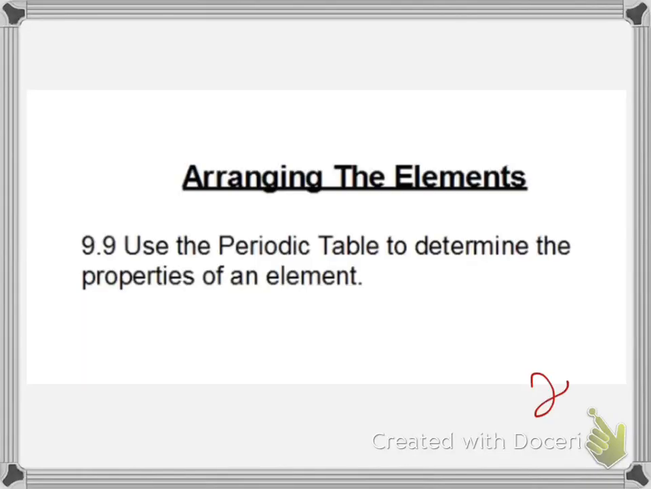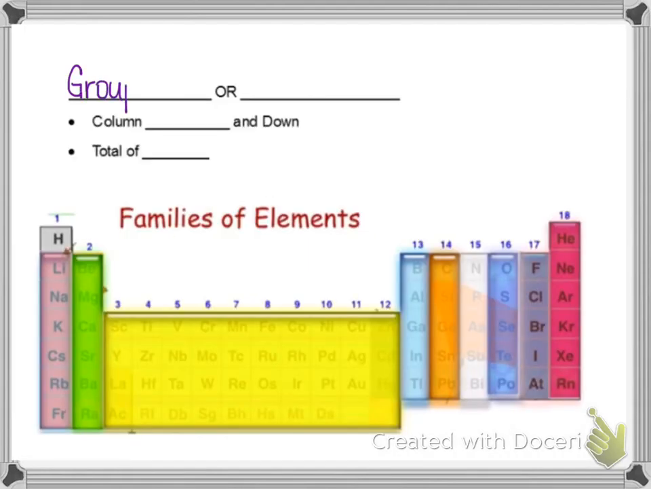Okay, continuing on with SPI 9.9, we're still talking about arranging the elements. This time we're going to talk about groups and families. A periodic table also has a group or a family. Those two words are interchangeable. Sometimes you'll see them as groups, sometimes you'll see them as families.